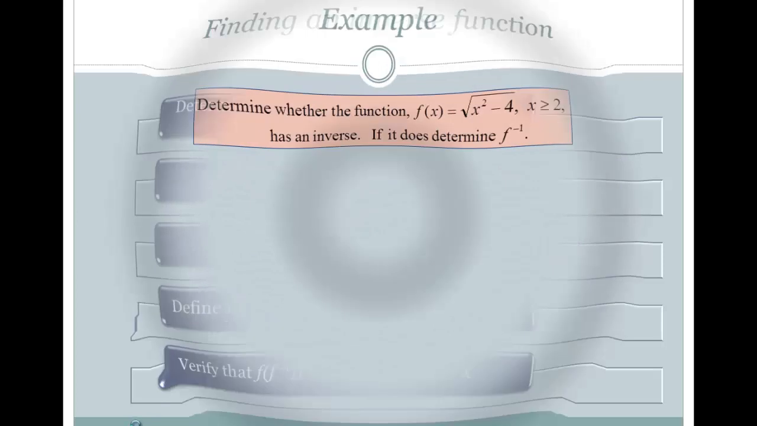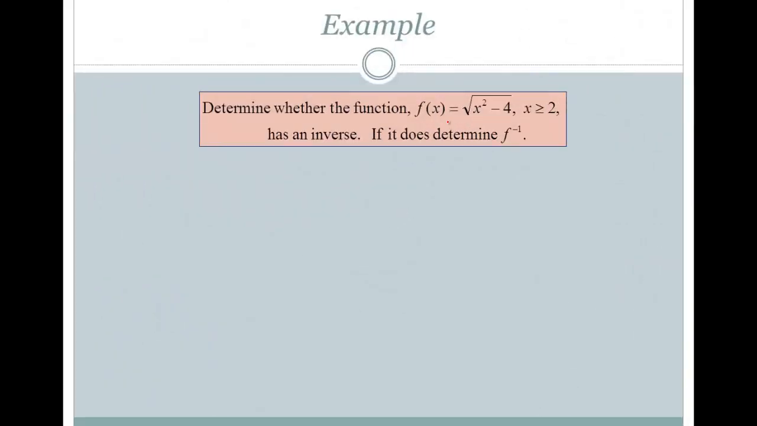Let's do an example. Here's a function right here. The problem already restricts the domain. We do that because we have a radical. We have to make sure we're always positive here. But we're restricting the domain as x is greater than or equal to 2.